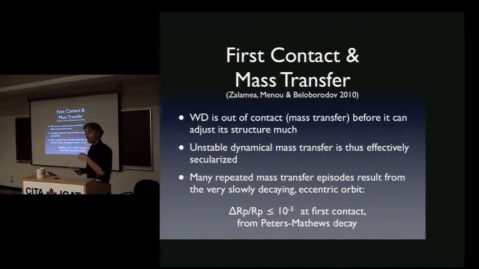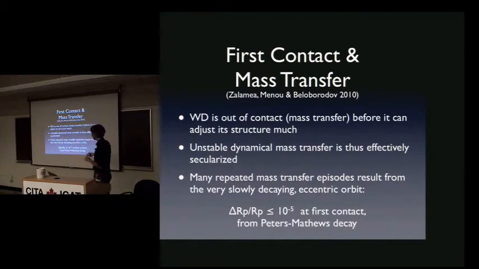So the process I'm showing you is actually a way of secularizing what is naively a dynamically unstable mass transfer. You secularize it by tapping into the eccentricity of the orbit and the fact that the steps in periastron are tiny. So here is how it goes.